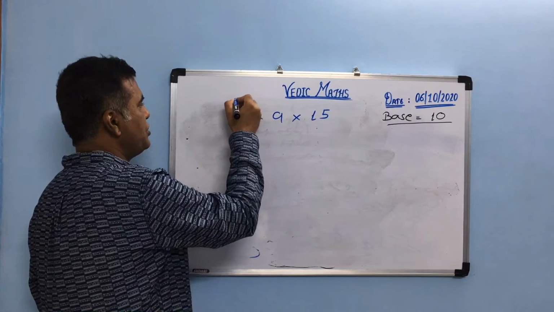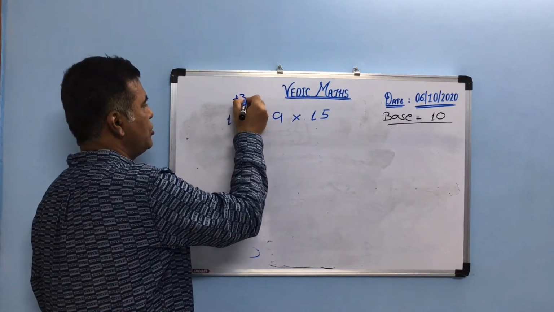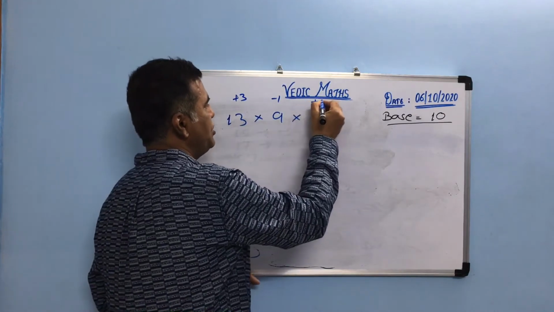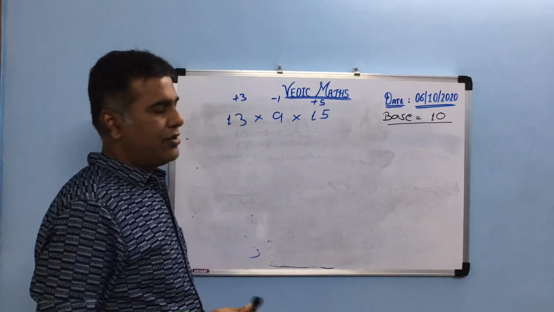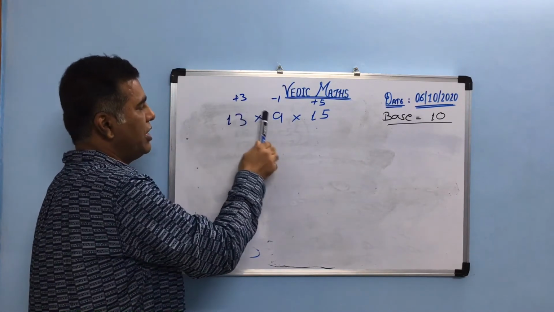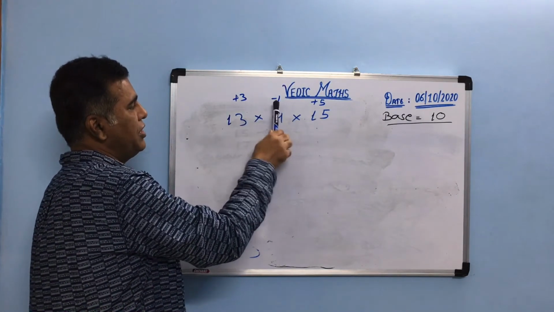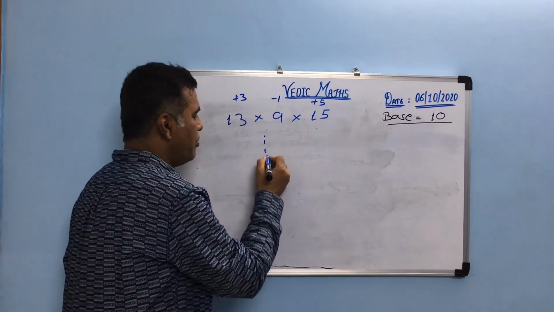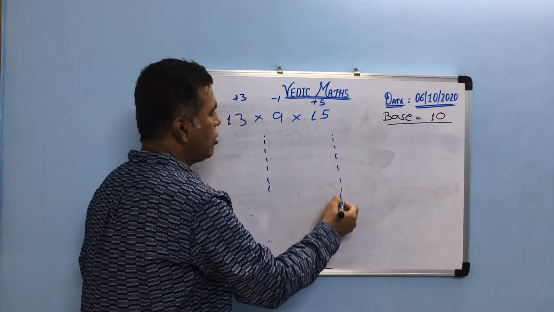So here the difference is plus 3. Here the difference is minus 1. And here the difference is 5. Since we are taking the base to be 10, here the difference is 3, here the difference is minus 1, it is 1 less, and here the difference is 5. So we have to make three columns like this.